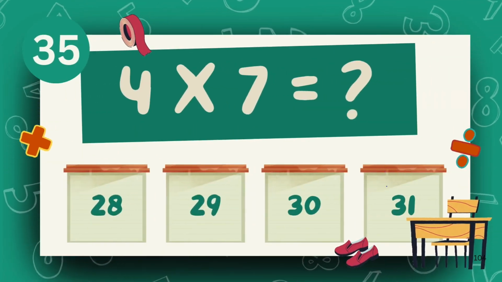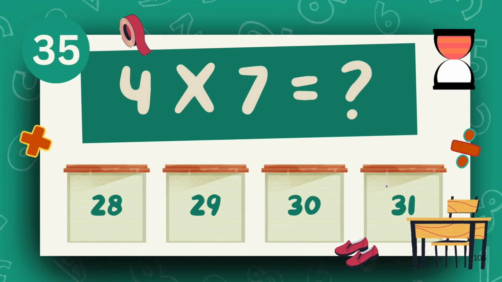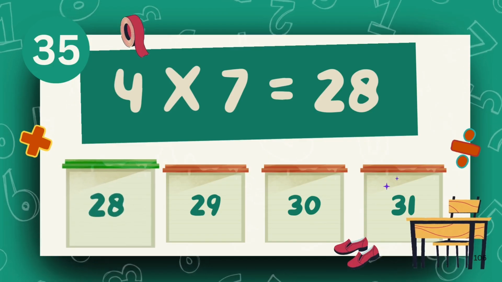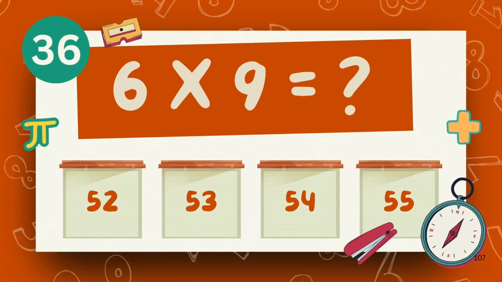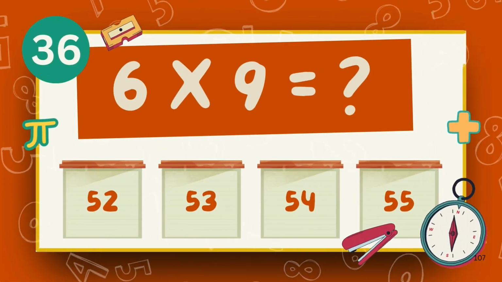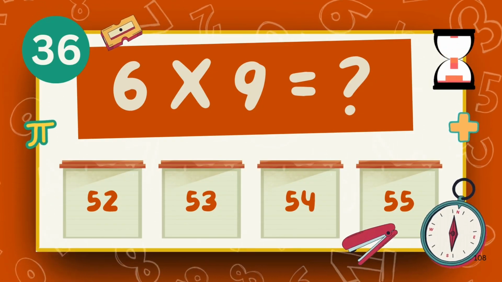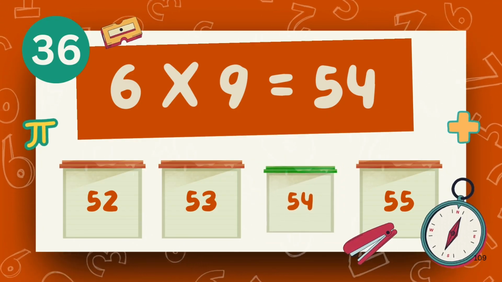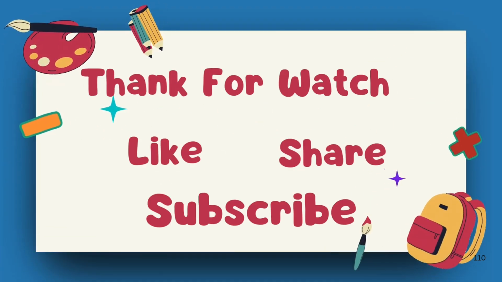What is 4 multiply 7? The answer is 28. What is 6 multiply 9? The answer is 54. If you want to get even better at math, keep practicing.